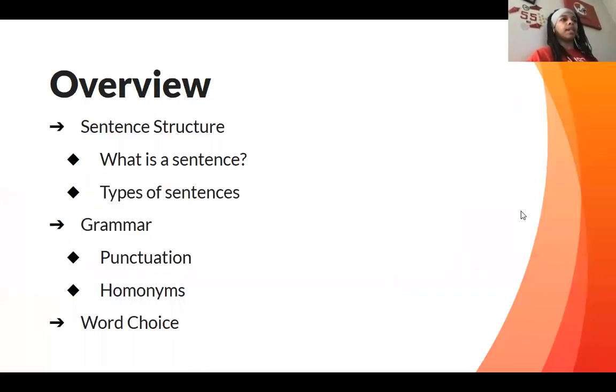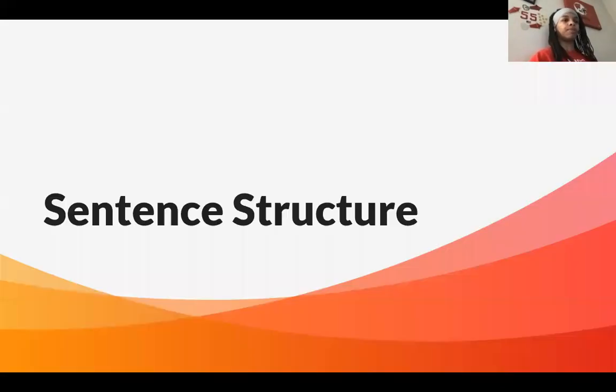To get us started, here's an overview. First thing we're talking about is sentence structure: what is a sentence and the types of sentences. Then we'll get into grammar, punctuation, and homonyms. And then we'll get into word choice.